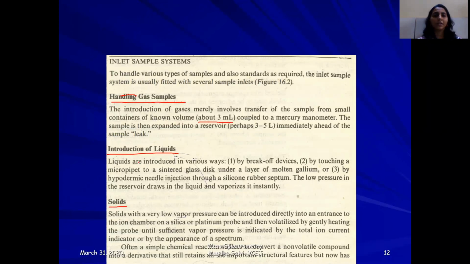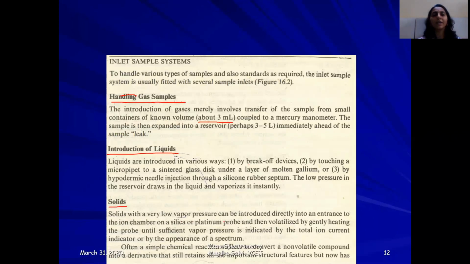And in liquids, the liquid can be introduced in various ways. First is break-off devices. Second is by touching a micropipette to a sintered glass disc under a layer of molten gallium. Third is by a hypodermic needle injection through a silicon rubber septum, of which we have also seen in gas chromatography.